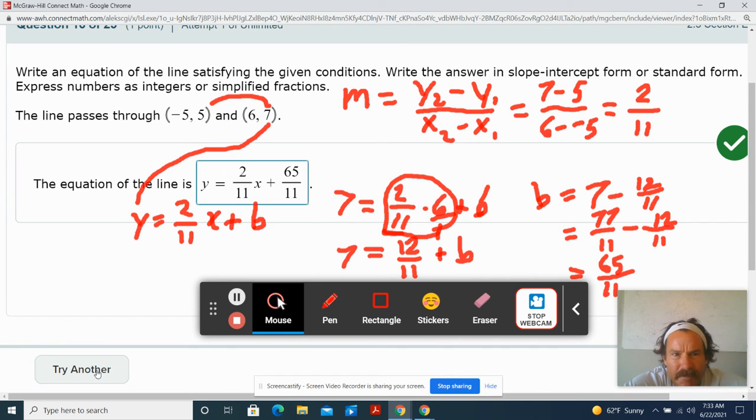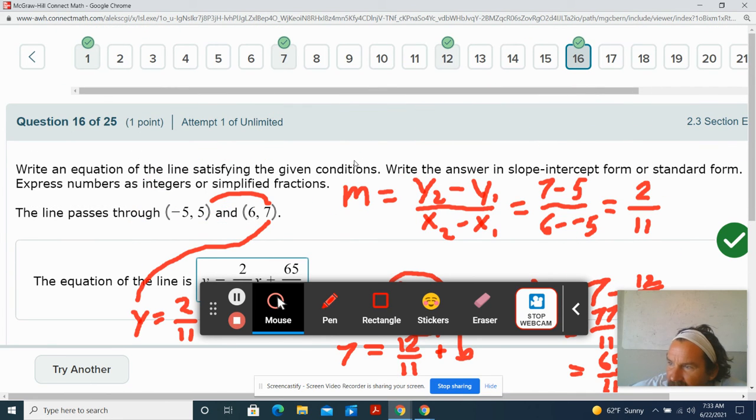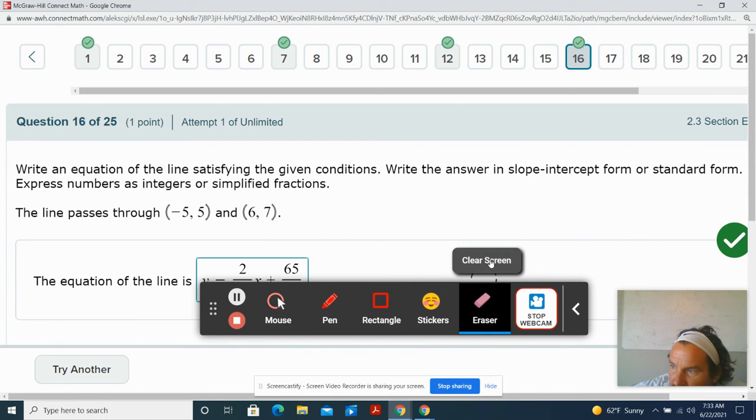All right, so that was kind of rough with the fractions. I know. So hopefully they come up to be integers, but that's the problems from 16. Okay, and then I have one more to show you, and then we'll be done. Clear screen. Problem number 19.